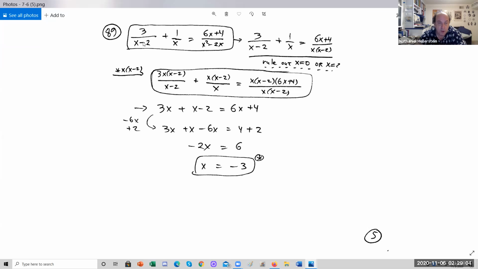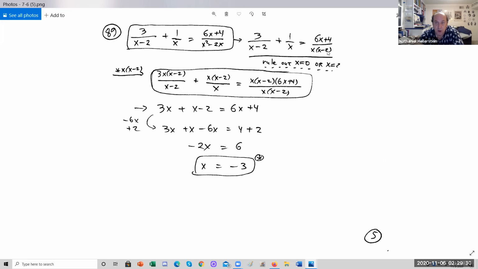3 over x minus 2 plus 1 over x equals 6x plus 4 over x squared minus 2x. Now this x squared minus 2x is the same as x minus 2 times x. So we have to rule out x equaling 2 because that would make this and this a division by 0. We have to rule out x equals 0 because it would make this and this a division by 0. So those would be extraneous roots.